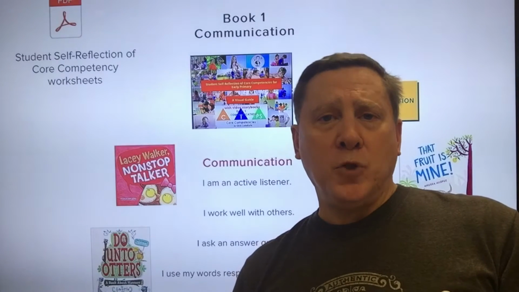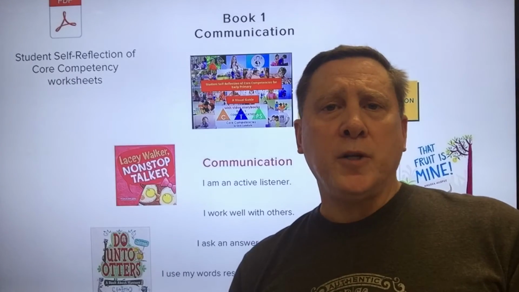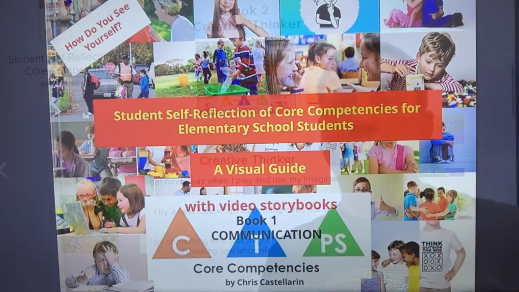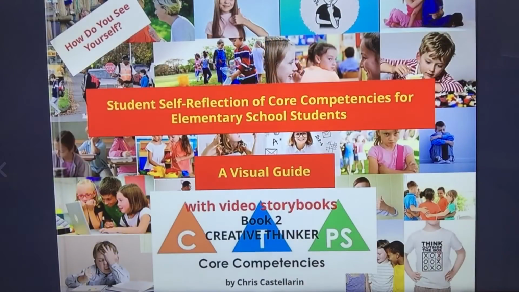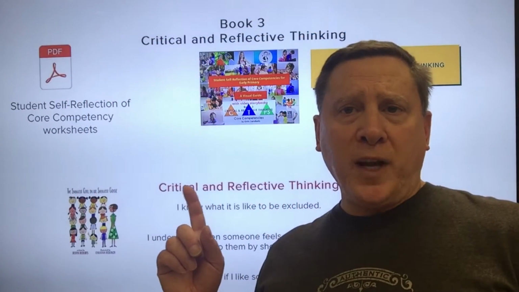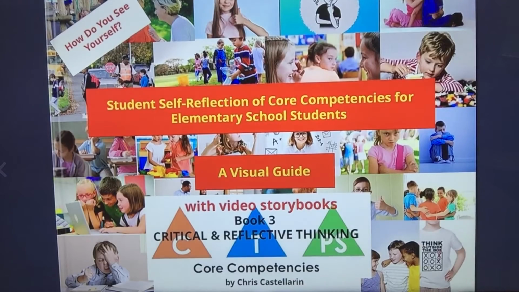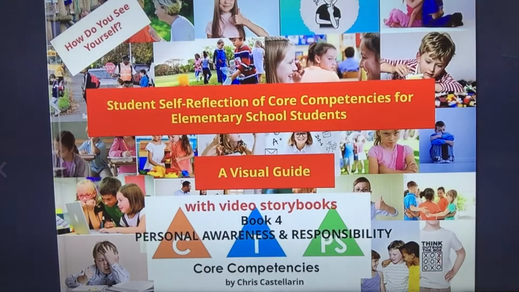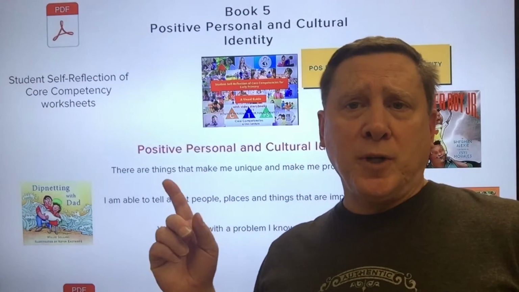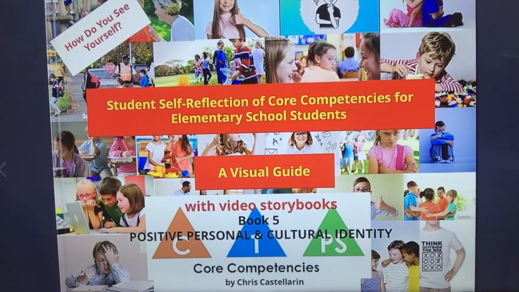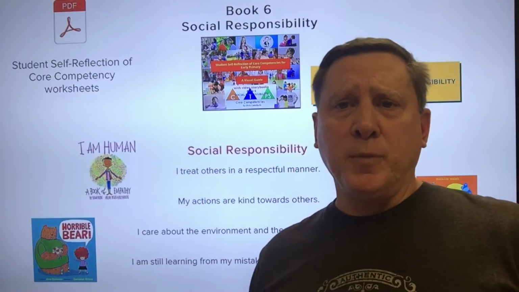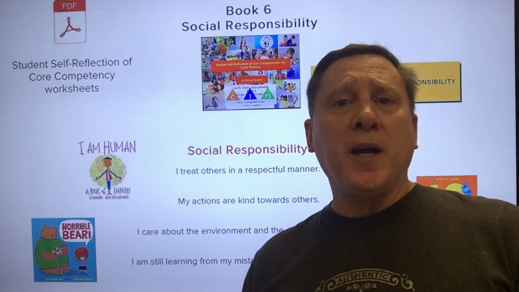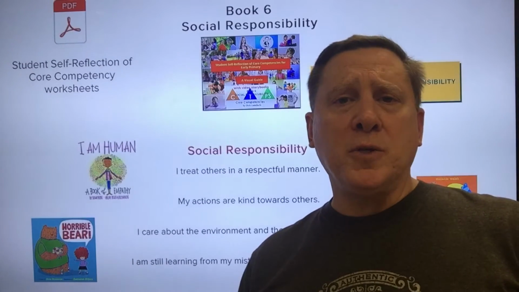The online guides consist of 2 parts, 6 books, 1 for each of the core competencies: communication, creative thinker, critical and reflective thinking, personal awareness and responsibility, positive personal and cultural identity, and social responsibility. There is also a 7th book, which is a getting started book for teachers on how to use the visual guides.